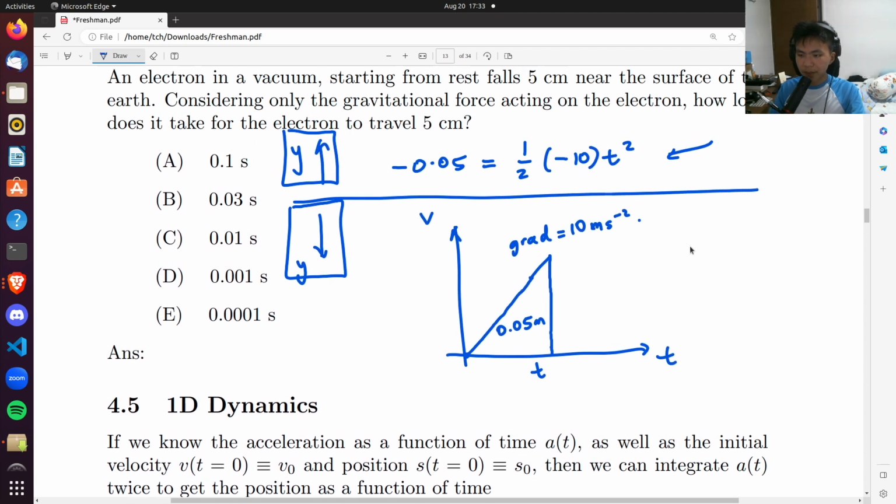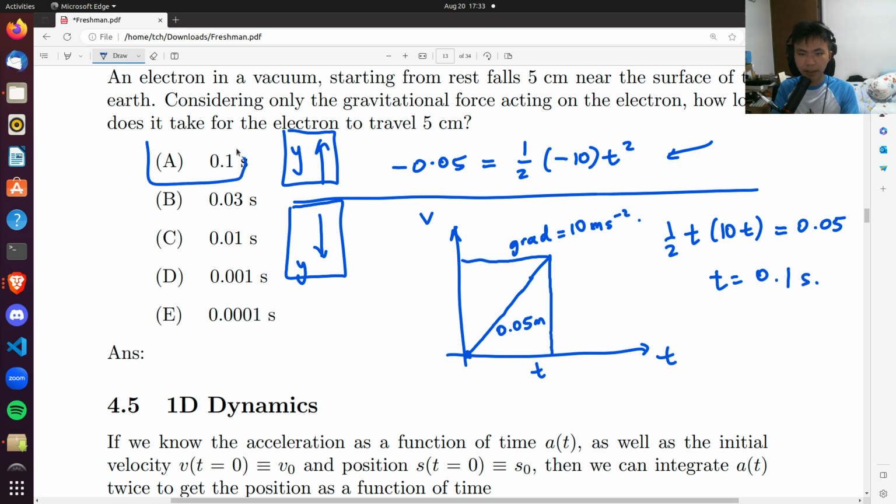So to do so, we just use the area of a triangle, right? This trapezium, one side is 0, so it's just the area of a triangle. So half times the base, which in this case is just t. The height in this case is just the gradient times the t, so it's 10t, equal to the area of the triangle. And we see that if we plug into the calculator, we get 0.1 seconds. Okay, so the answer is A.